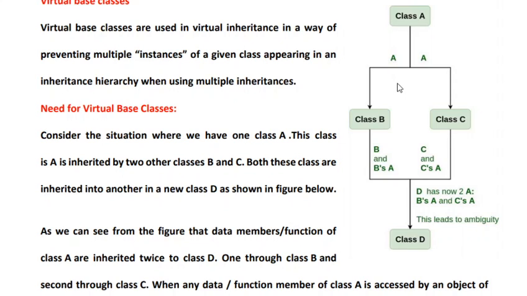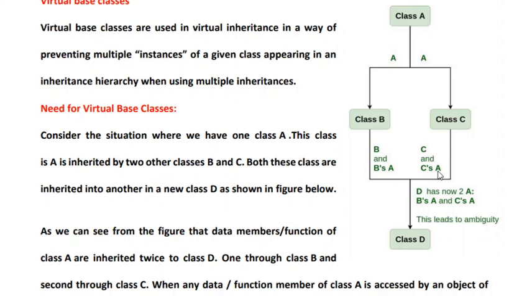Now, whenever B and C are derived from A, properties of A will be inherited by B and C. Let us consider the property that is being inherited by B and C is A. So A is inherited by B as well as by C. Along with its own properties, B will have A that it has inherited from class A. So B will have its own property B and the inherited property A. C will have its own property C and A.